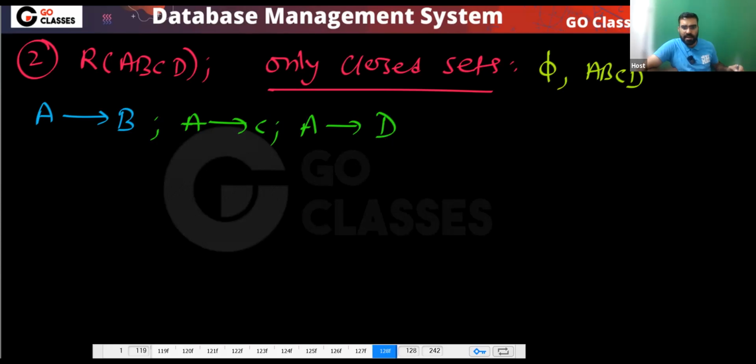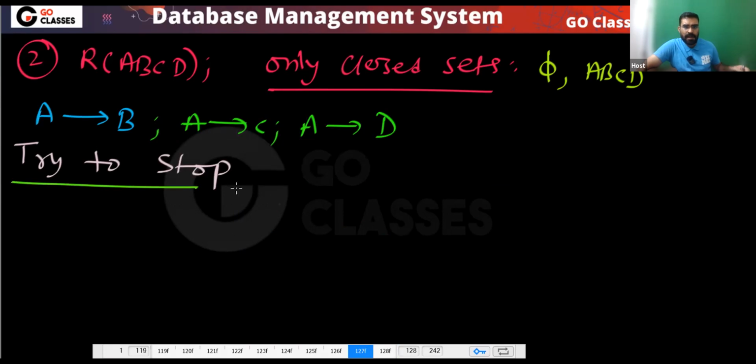Okay, one more time I am going to tell you. Let's try to stop. What should we try to stop? Tell me. Let's try to stop B determining D. Is this clear? Okay, let's try to stop this.